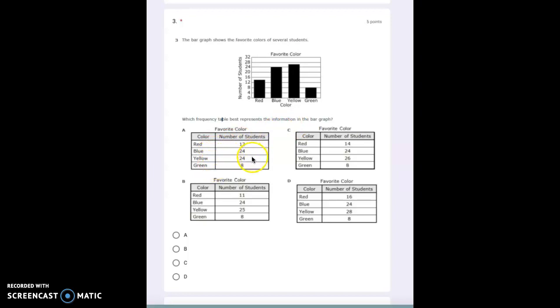12, 24, 24, 8. B, red, blue, yellow, green. 11, 24, 25, 8. C, red, blue, yellow, green. 14, 24, 26, 8. D, red, blue, yellow, green. 16, 24, 28, 8. Pause and answer the question.